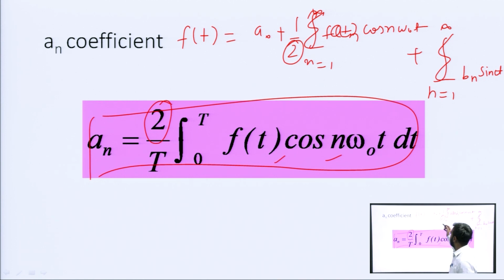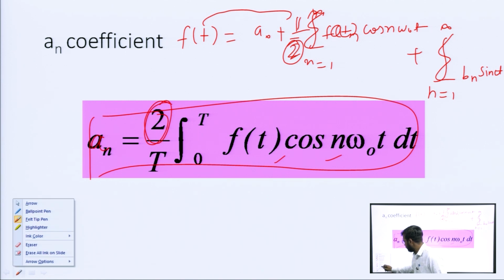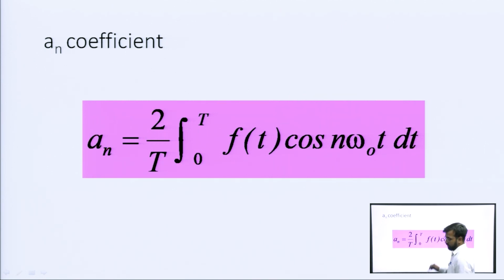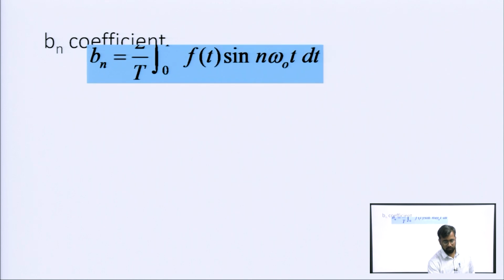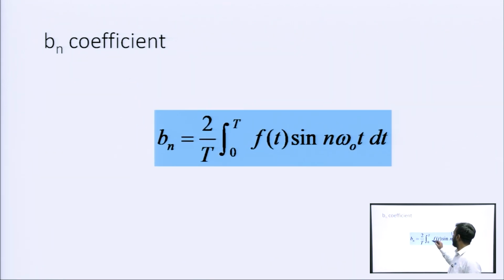Some people write the 2 in the a n value; somewhere this 2 is included in the formula itself. So, we have to check for this. Okay. Now, this is again similar for b n. What is the formula for b n? 2 by T, integral from 0 to T of f(t) sin(n omega naught t).